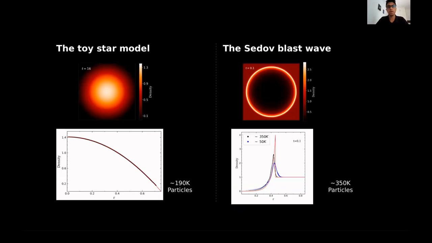For the testing of the code, we implement some standard hydrodynamical tests. The first one is the toy star model, where we replace the normal Newtonian gravitational potential by a linear potential. Here you can see the density profile of the star. In red is the analytical solution, and the black dots are the SPH solution, so they are in very good agreement. We also test the Sedov blast wave.